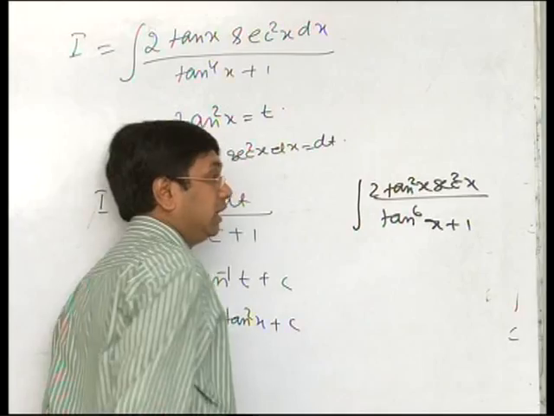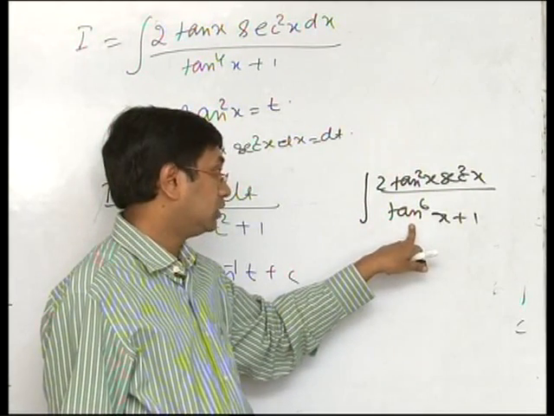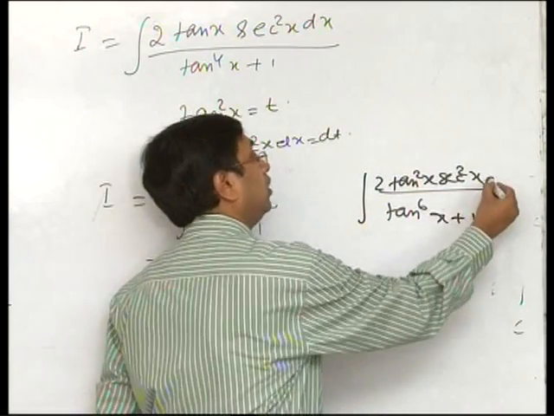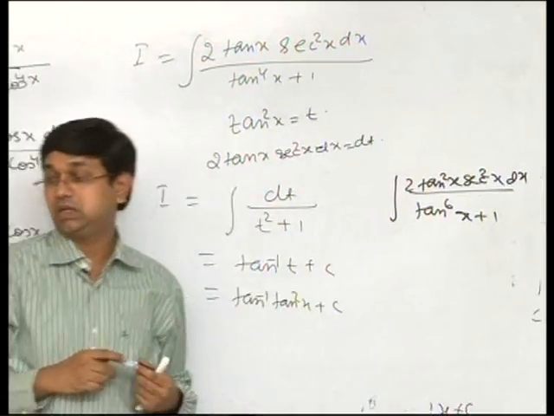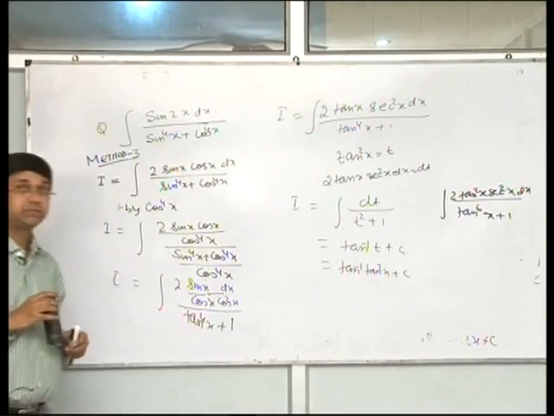Now in such type of problems you can correlate. You can put tan cube x equal to t. So once you have tan cube x equal to t, you'll have 3 tan square x sec square x dx and so on. So you have to develop this concept and then such problems can be easily solved. That is what comes with practice.